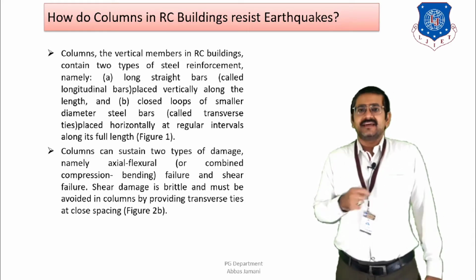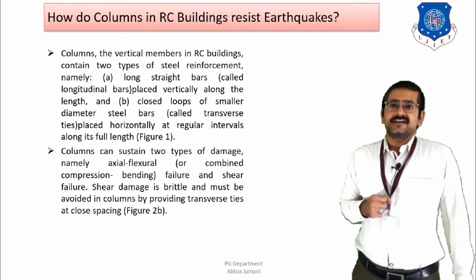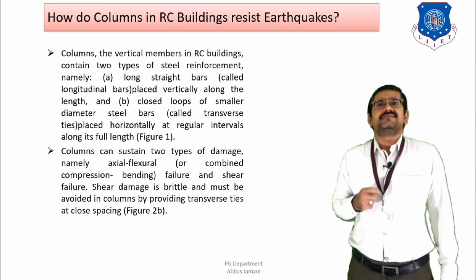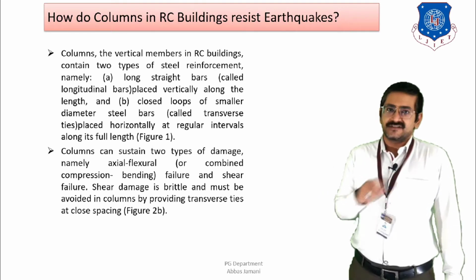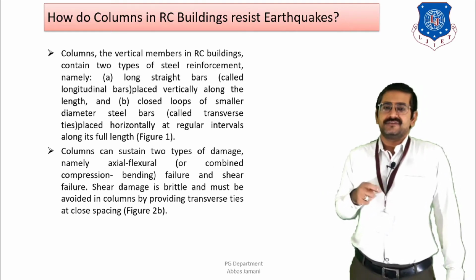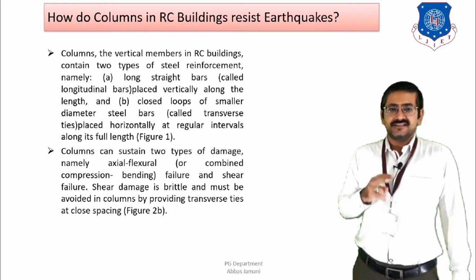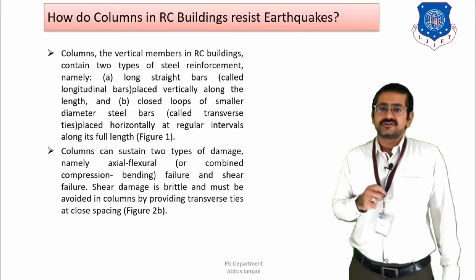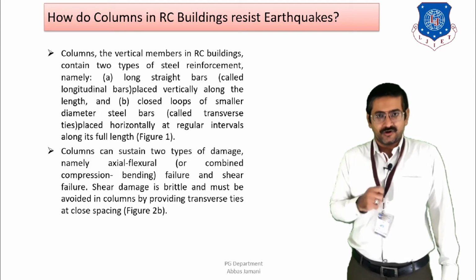Now in case of columns, basically two types of reinforcing bars are there. First is the vertical reinforcing bars that go along the height of the column, and second is the transverse reinforcing bars, which are also known as closed stirrups, right? So these two types of bar are the predominant types used in order to form the geometry of any structural column, right?